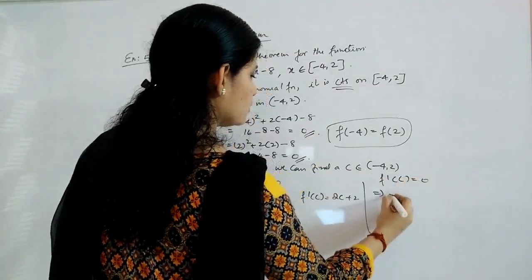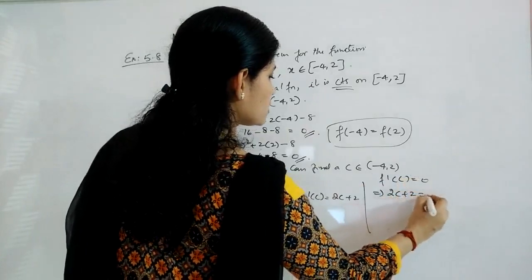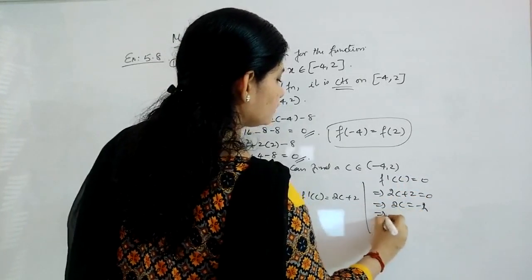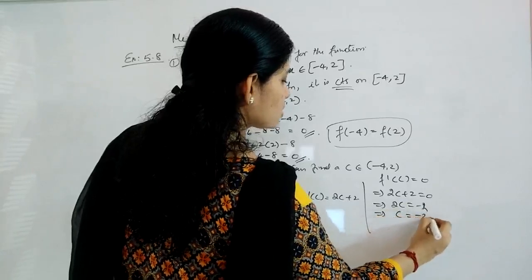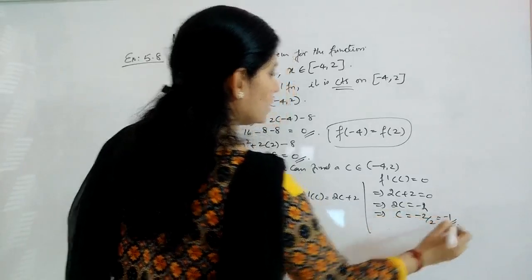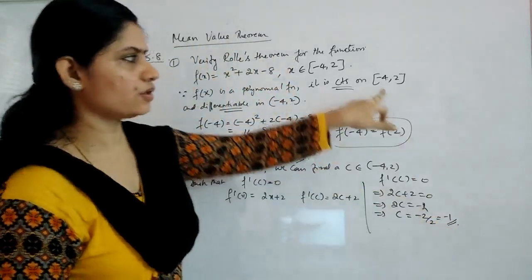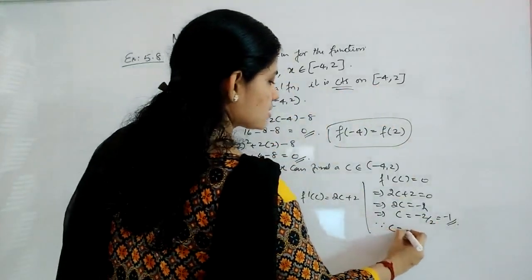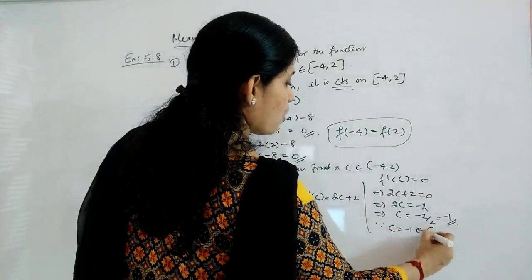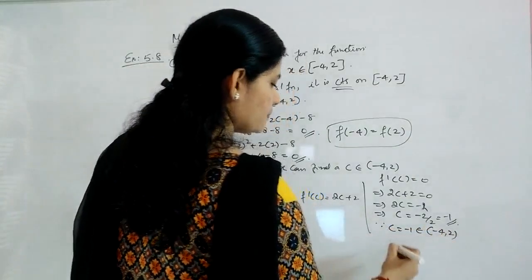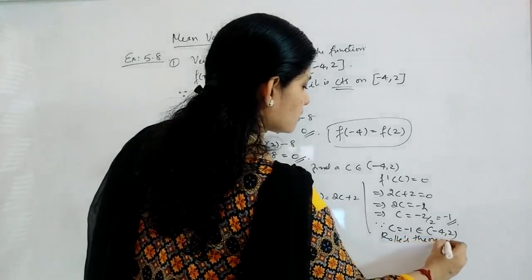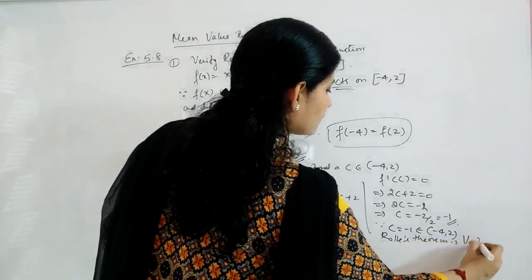Now f dash of c equal to 0 will give you 2c plus 2 is equal to 0, or 2c equal to minus 2, c is equal to minus 2 by 2, which is minus 1. Now you have to just see whether this minus 1 belongs to the interval or not. Yes, it belongs. So since c equal to minus 1 belongs to open interval minus 4 comma 2, Rolle's theorem is verified.